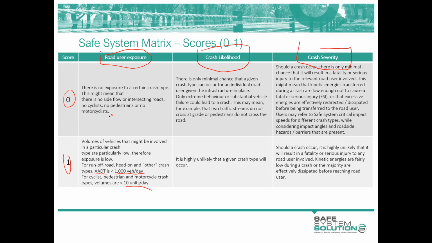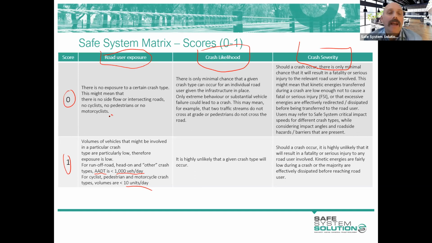Yes. Just a question about cyclist, pedestrian, and motorcycle crashes. Are they considered collectively or separately? So if there's less than 10 cyclists, less than 10 pedestrians, but greater than 10 motorcyclists, then the score should not be a 1? Yeah, so they actually get individually scored.